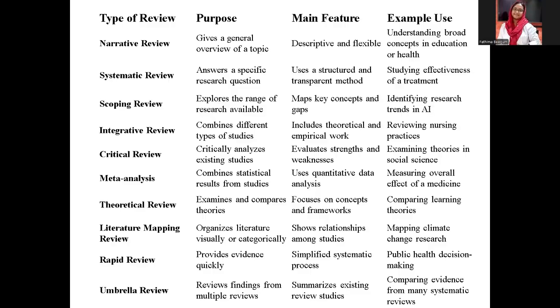Then another type is the rapid review, which provides the evidence quickly. It is actually a systematic process. And another is umbrella reviews, which review findings from multiple reviews.